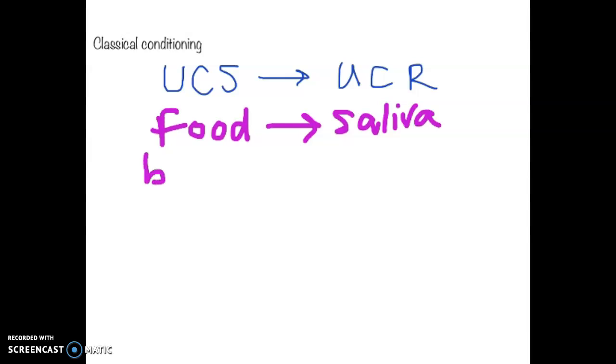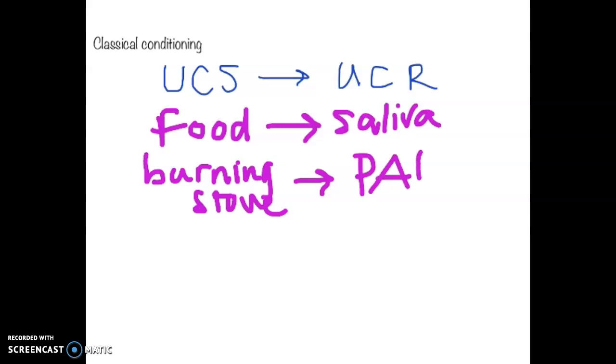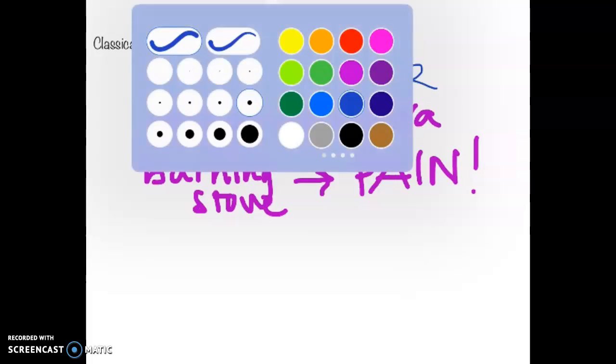produce salivation on demand. Now, another example of this is touching a burning stove. If you touch a burning stove, you will feel pain, right? So we learn important things through classical conditioning.